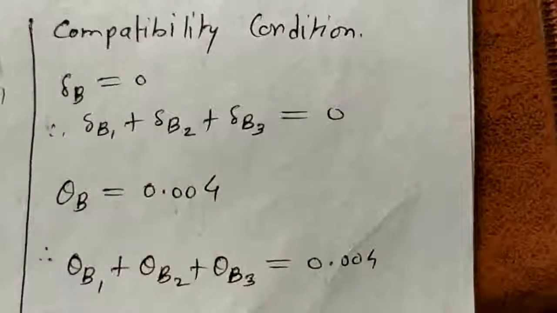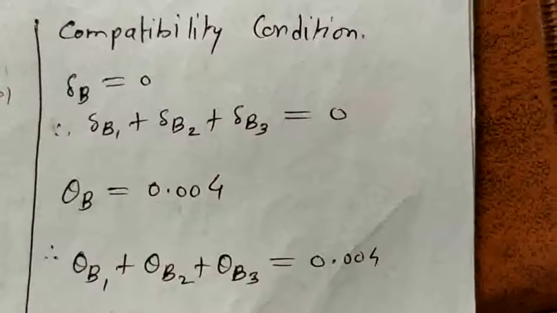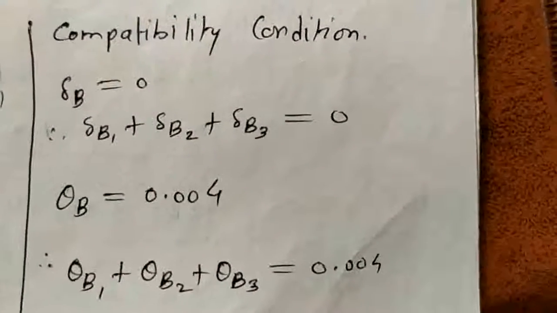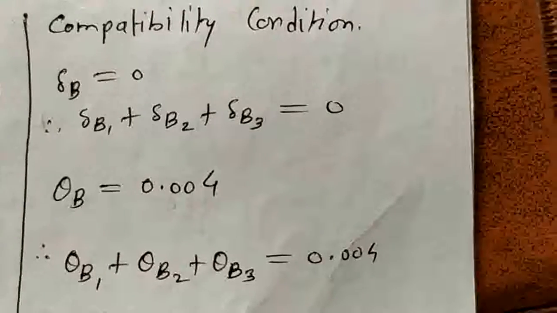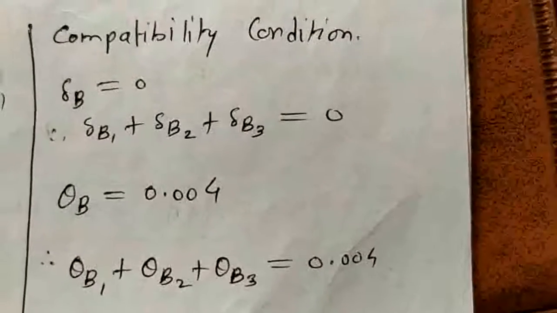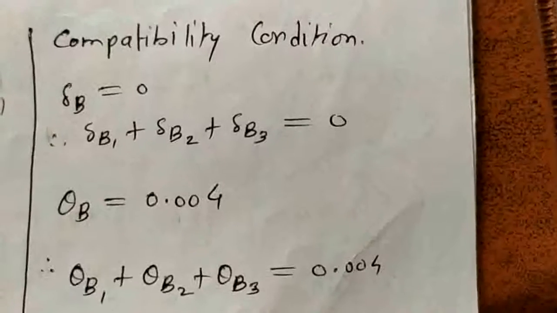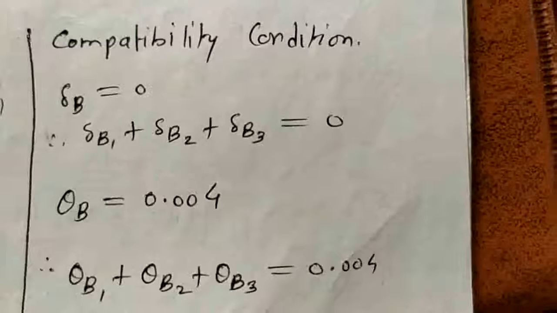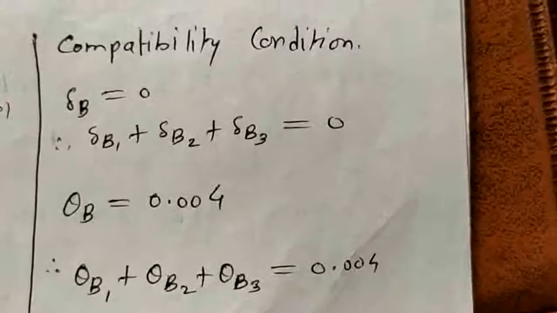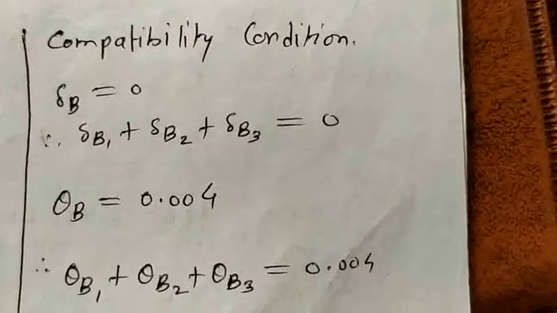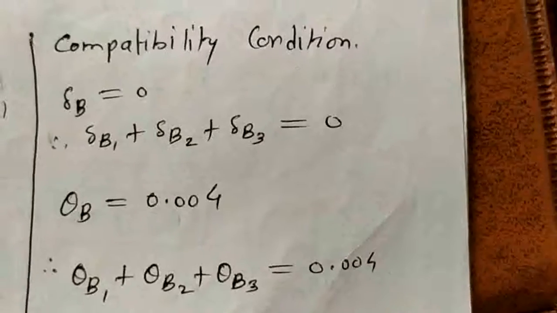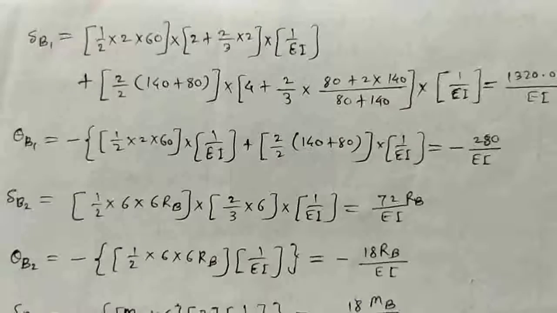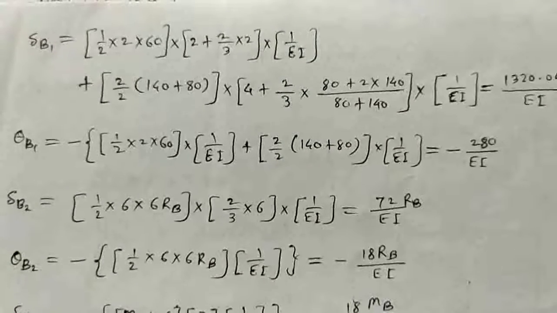Now we will use these two compatibility equations. So delta B equal to 0, that is delta B1 plus B2 plus B3 equal to 0, and theta B equals to plus 0.004. I have written plus here because a clockwise direction is given, 0.004 is in a clockwise direction, that's why I write plus. Now we will come to finding out the values of delta and theta.